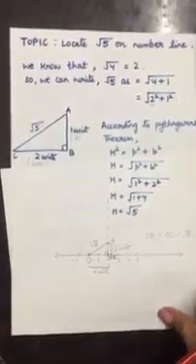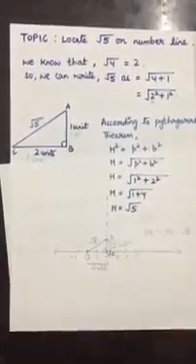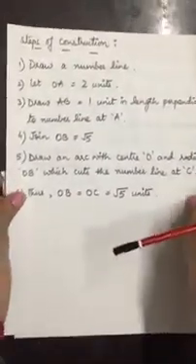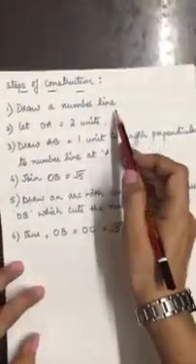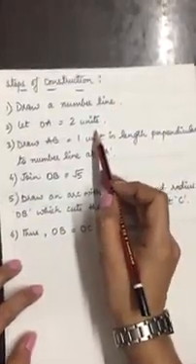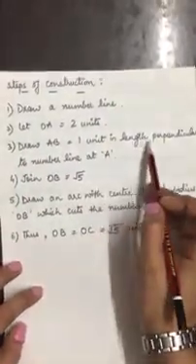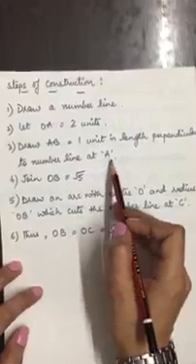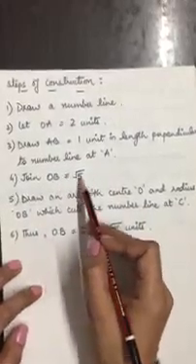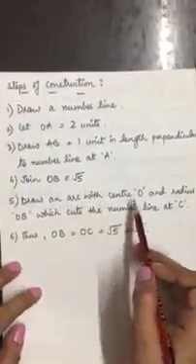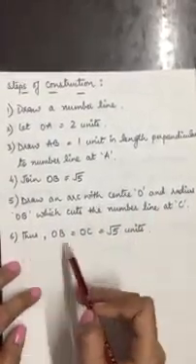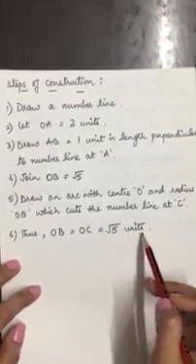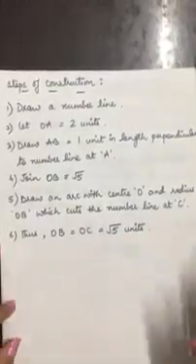Okay. So we have the steps of construction for this also. Draw a number line. Let OA be 2 units. Draw AB equal to 1 unit in length, perpendicular to the number line at A. Join OB, which is equal to root 5. Draw an arc with center O and radius OB, which cuts the number line at C. Thus, your OB is equal to OC, equal to under root 5 units.